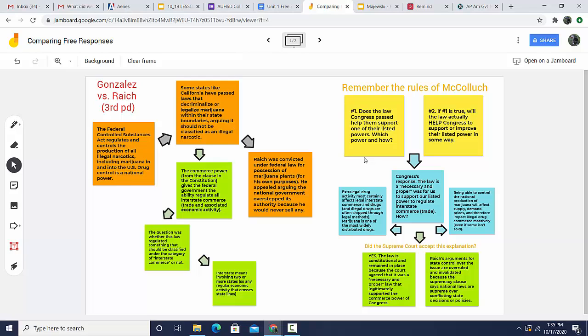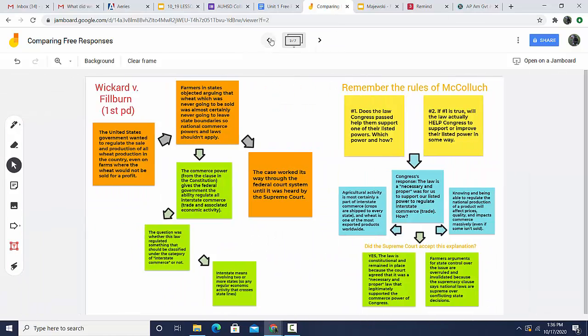Yes, they did. The law is constitutional, and it remained in place because the court agreed this is a necessary and proper law that legitimately supported the commerce powers of Congress. And so therefore Raich's argument that the state should have control over the issue was overruled. It was invalidated because, of course, the national law is supreme to the state ruling in this issue. So again, the federal government does have the authority to close down any one of these marijuana places in any state where it is legalized, no matter the circumstances, should they choose.